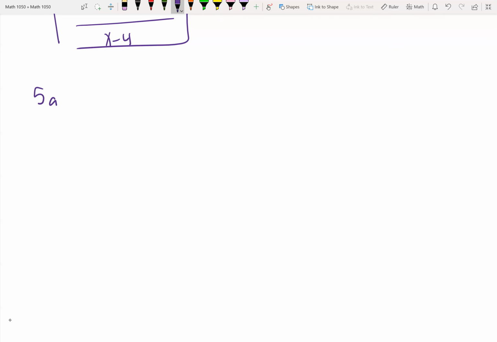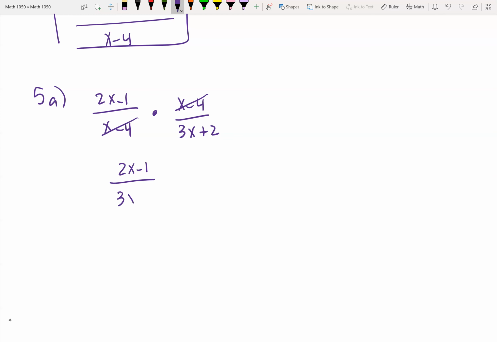So 5a asks you to take your f of x, which is right here, and multiply it by your g of x, which is right here. Some of you are cross multiplying right here. You do not cross multiply these. The only time you cross multiply is if you have an equal sign in between, and we do not. So you cannot cross multiply. But one thing you can do, this x minus 4 cancels with that x minus 4, and you must cancel those. So your answer is you have a 2x minus 1 on the top and a 3x plus 2 on the bottom, and you're done.